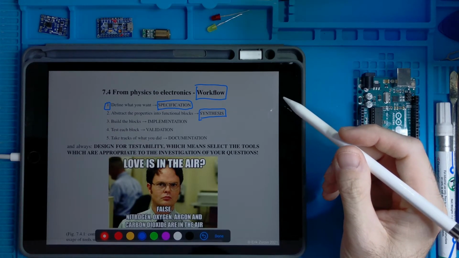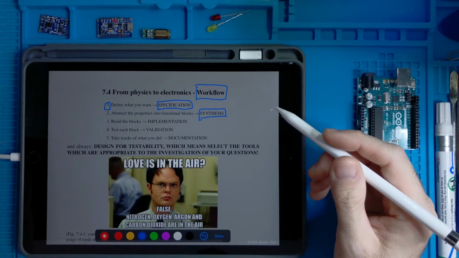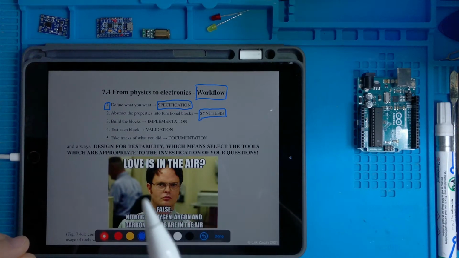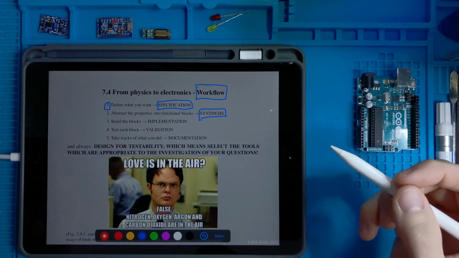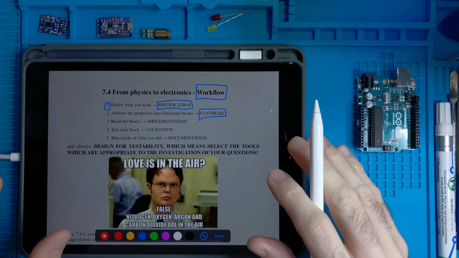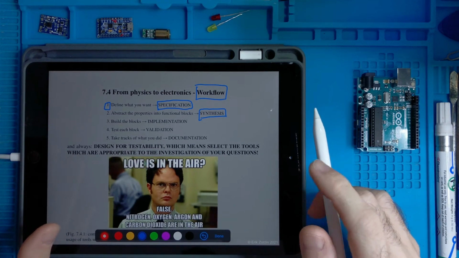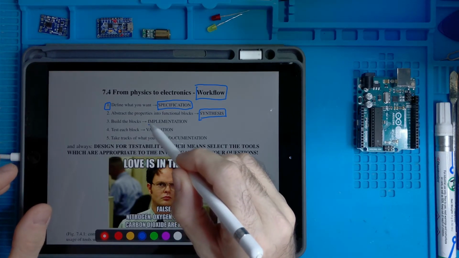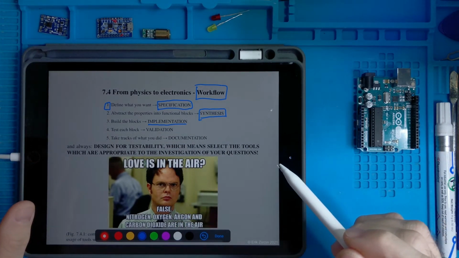Then I maybe need a controller for all these things, because I need to calculate this heating and cooling curve and such kind of things. Once I made a block diagram, I have to build each block. So we are in this phase, implementation.